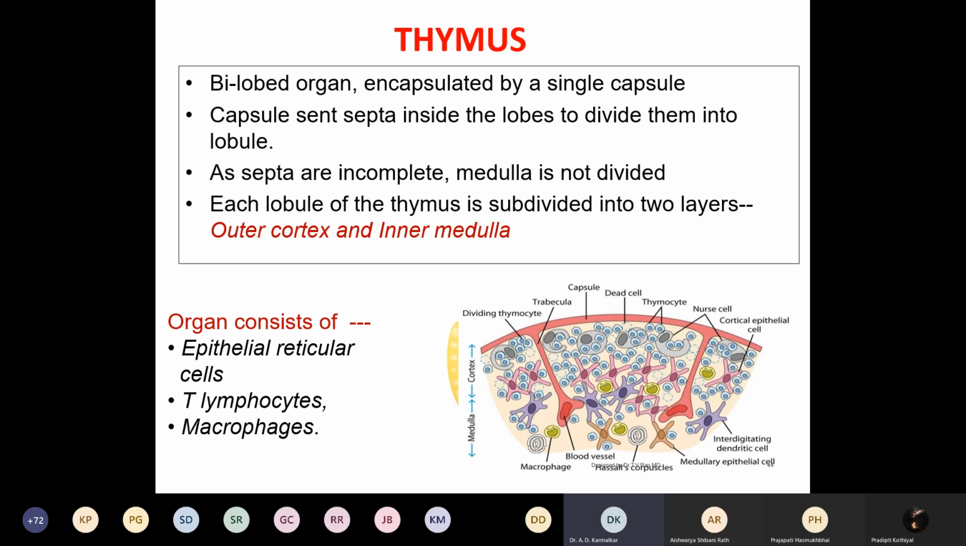So this organ consists of different cells. This is a diagram which will explain it. There are different cells, the epithelial reticular cells. As I said here, the supporting network is mainly formed by the epithelial reticular cells. So you can see there are star-shaped cells, which are the epithelial reticular cells. In between, you can get T lymphocytes. There are no B lymphocytes. Remember, there are only T lymphocytes along with macrophages. So this is a classical diagram showing the cortex and the medulla along with the epithelial reticular cells and the T lymphocytes.